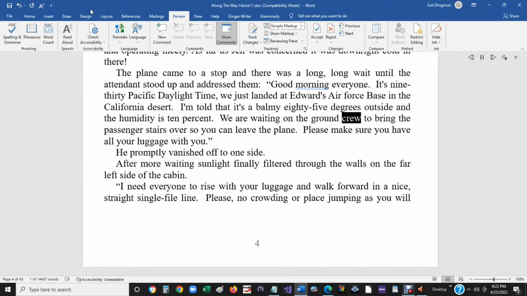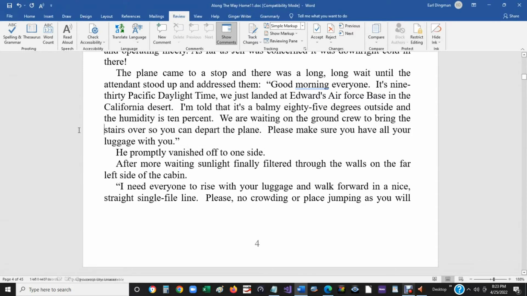We are waiting on the ground crew to bring the passenger stairs over so you can leave the plane. Please make sure you have, depart. We are waiting on the ground crew to bring the passenger stairs over so you can depart the plane. Please make sure you have all your luggage with you. He promptly vanished. We may not even like passenger. Let's make the sentence smaller and more distinct. We are waiting on the ground crew to bring the stairs over so you can depart the plane. Please make sure you have all your luggage with you. He promptly vanished off to one side.